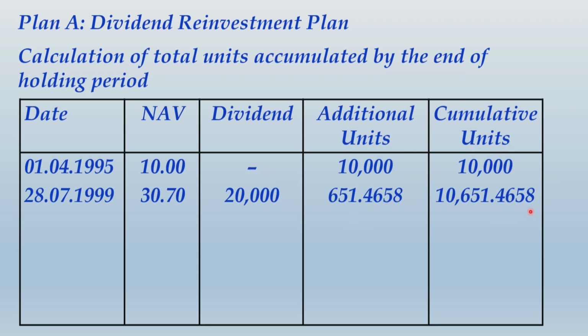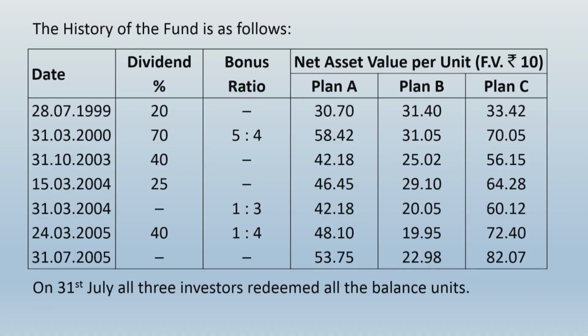and then the cumulative units will be 10,000 plus this 651.4658. That makes it 10,651.4658 units. So friends, let me do one thing. Let me now take you back to the question so that we can identify what is happening at the next date. So friends, here I bring forward the question once again in front of you.